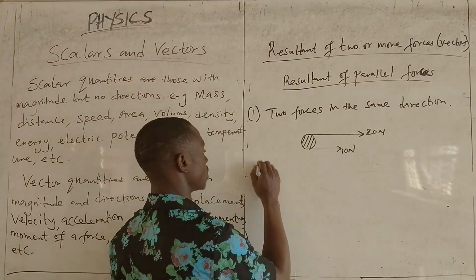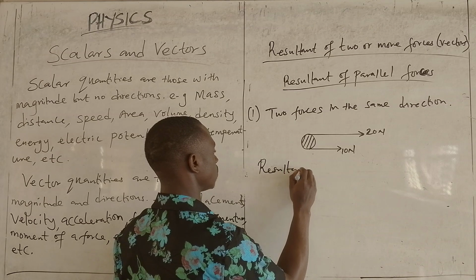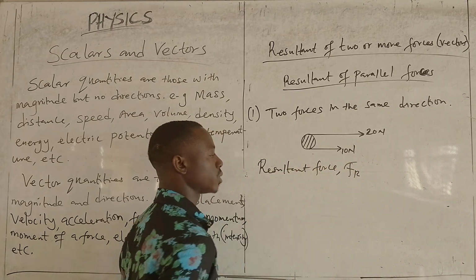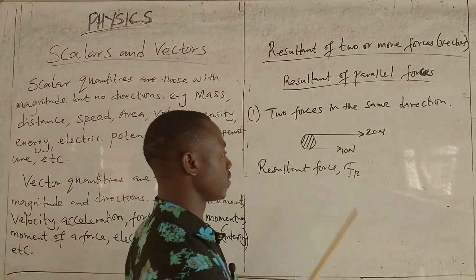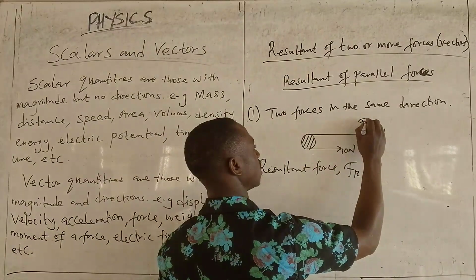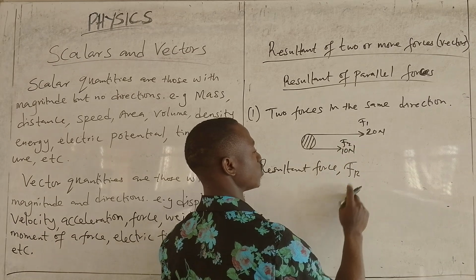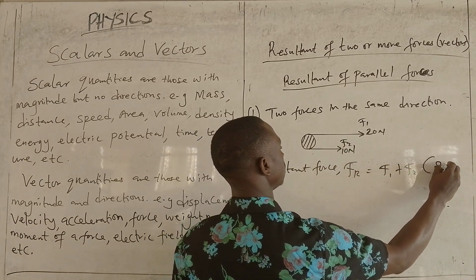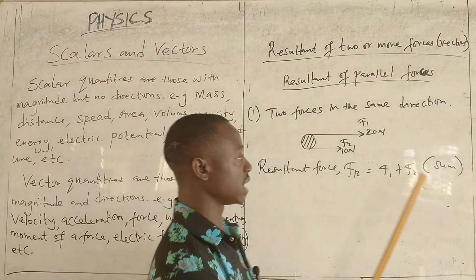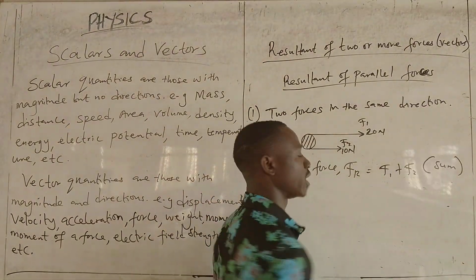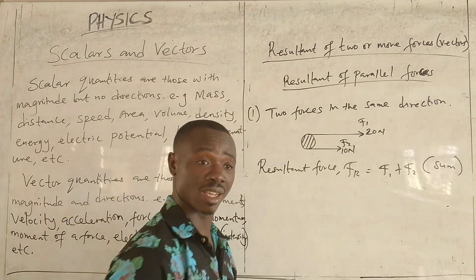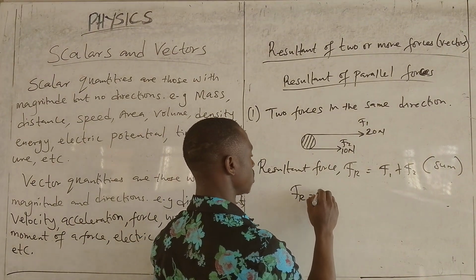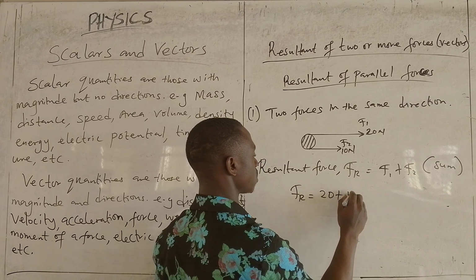So you are the resultant force. F subscript R means resultant, while F stands for force. So let me call this one F1 and this one F2. So this is going to be F1 plus F2. So you find the sum. So if they are in the same direction, find the sum. So that sounds like a rhyme, okay? So that FR will be what? 20 plus 10.